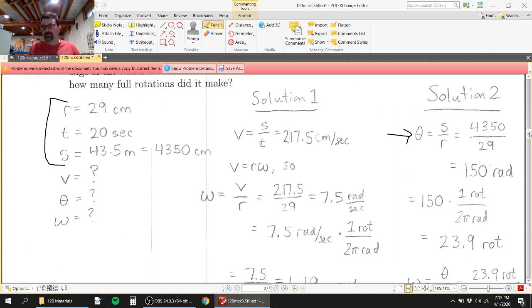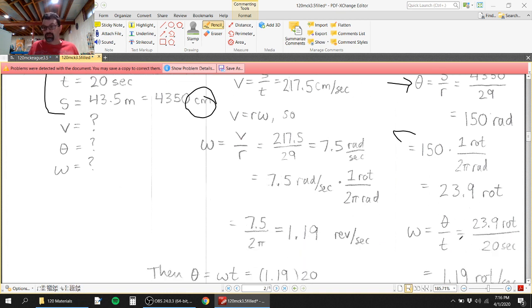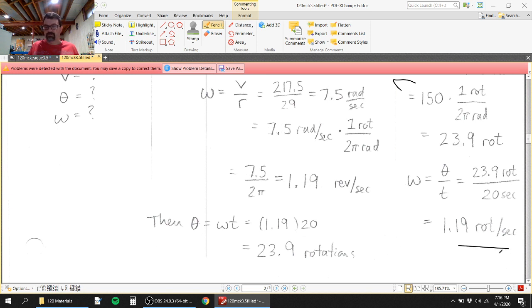So if you do that, you can do S divided by R. Again, you need matching length units for those 2 distances, centimeters. You get the 150 radians. Convert radians to rotations like I did. And then you could actually just divide by seconds and get down to a value of omega in terms of rotations. I'm actually noticing right now, a revolution and a rotation we pretty much take to mean the same thing. A full orbit of 1 trip all the way around. So I didn't even notice until right now that I used 2 different words for the same thing.